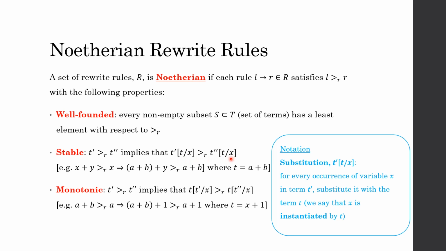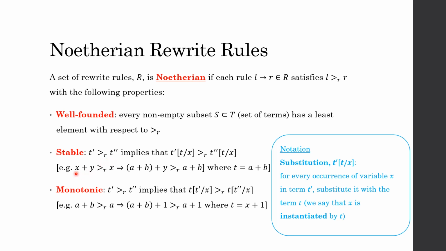By the way, for this one, this is the notation for substitution. t prime [t/x] means that for every occurrence of x in t prime, we replace it by the term t. So stable means that if t prime is greater than or equal to t double prime, then with any common substitution of the variables common between the two terms, the complexity is still preserved.